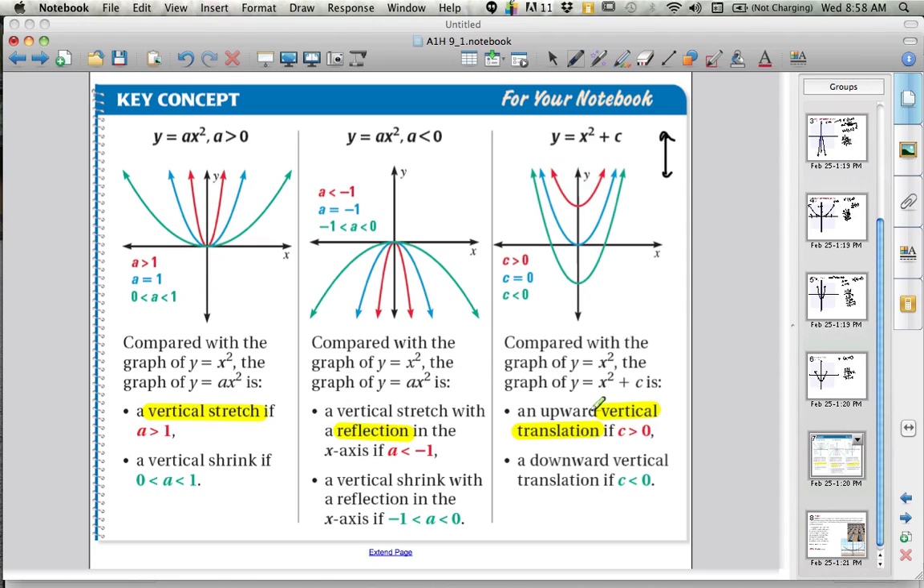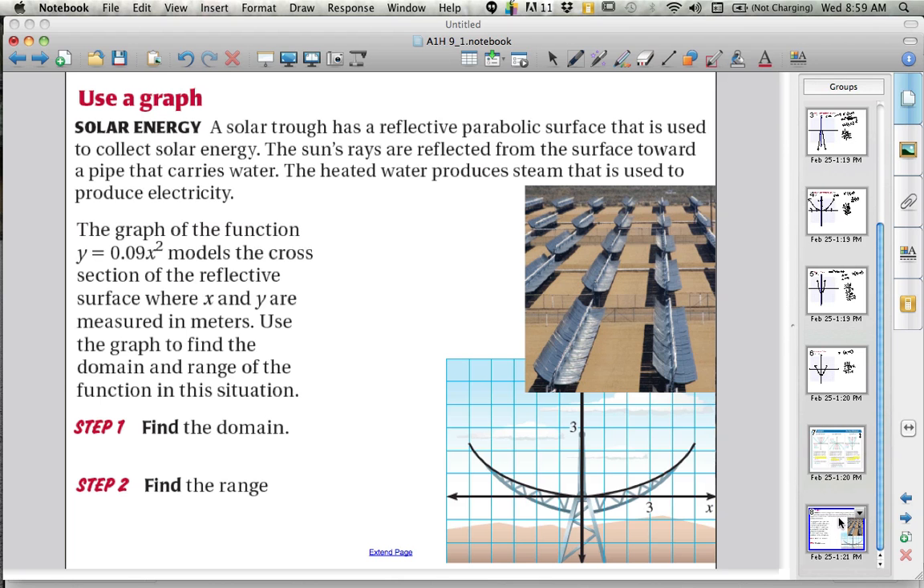Okay, so in the previous chapter, we worked on describing the differences between a graph and its parent function. And I know that some of you had some difficulties with that. This is sort of the vocabulary that we would use to do that. Okay, vertical stretch, reflection, vertical translation. These describe how the graph is different from another graph. Okay, let's look at applying this to a real-world application.